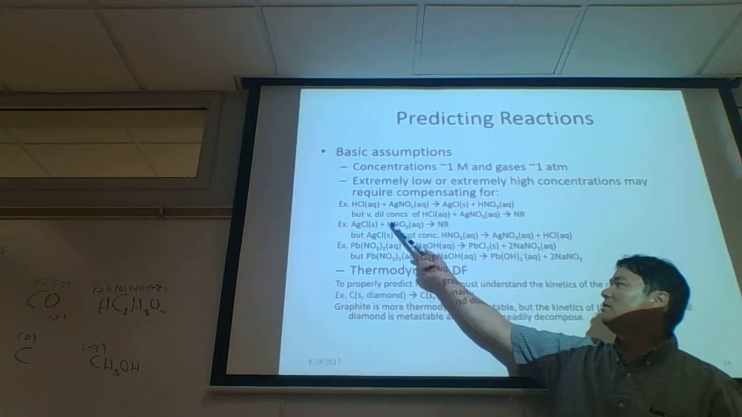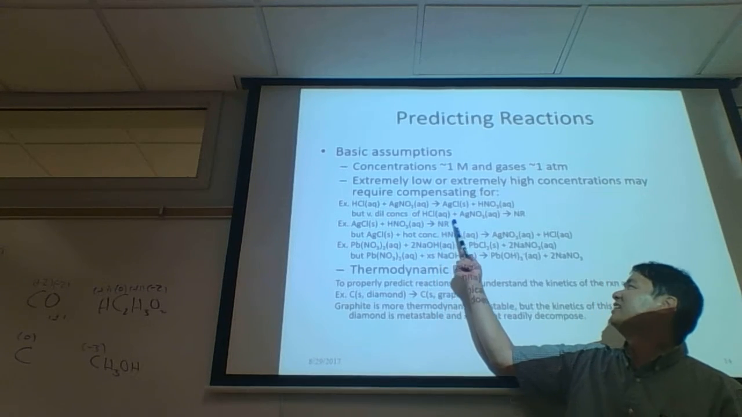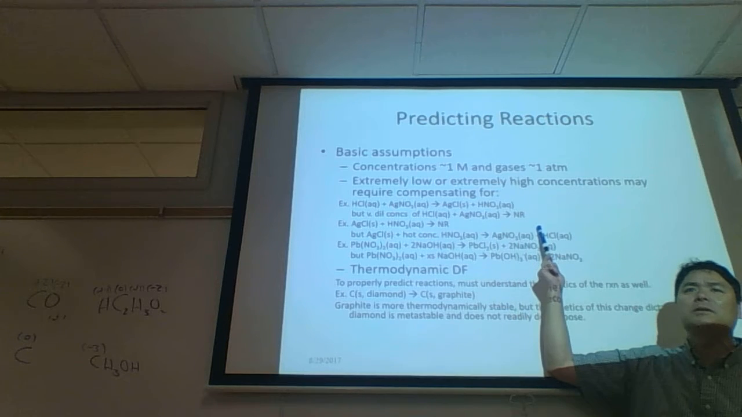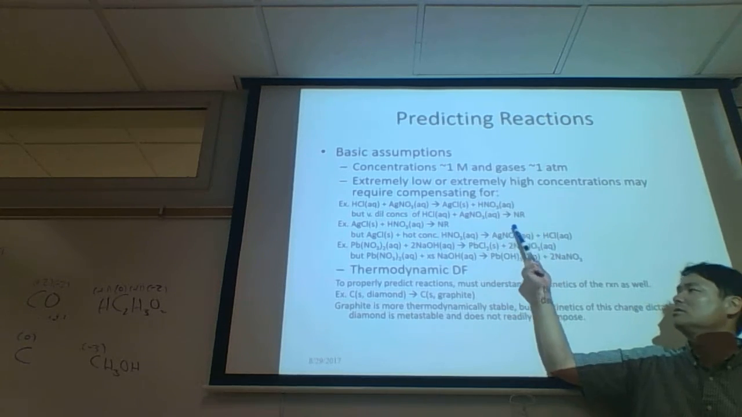But, you know, at very dilute concentrations, this doesn't happen. At very dilute concentrations, you can mix HCl and silver nitrate, and nothing happens. No precipitate forms. It's because the concentrations are too low.